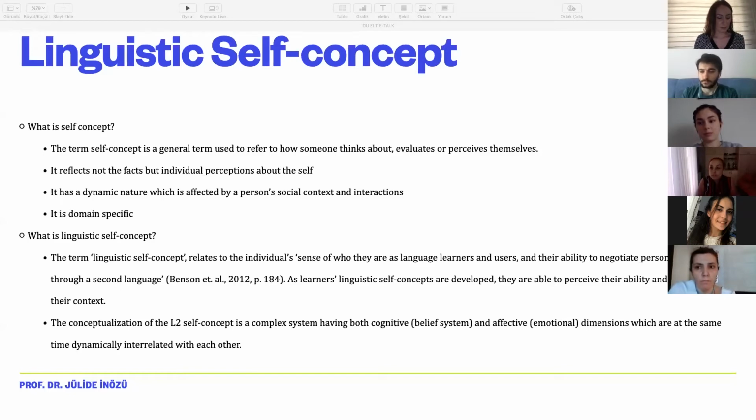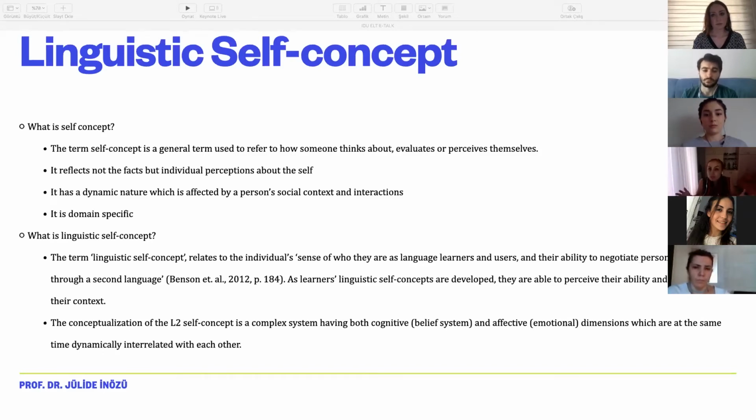And in relation to that, we can talk about linguistic self-concept. Linguistic self-concept relates to the individual sense of who they are as language learners and users. It is very much related with their perception of themselves, their ability to use the language to negotiate who they are. So this understanding of linguistic self-concept, or we can say L2 self-concept, is very complex. It includes both cognition and affect at the same time.